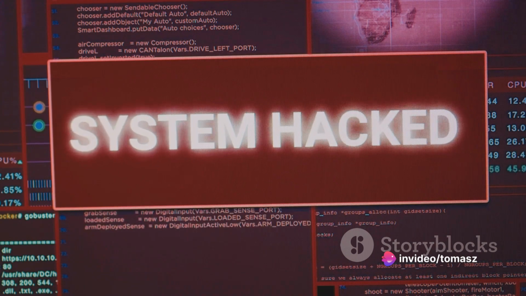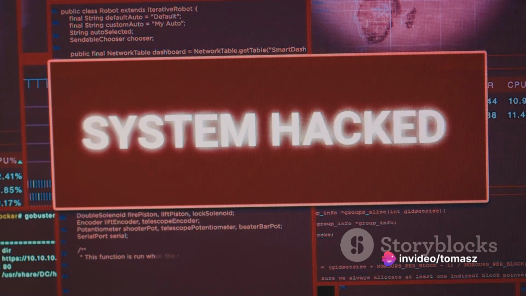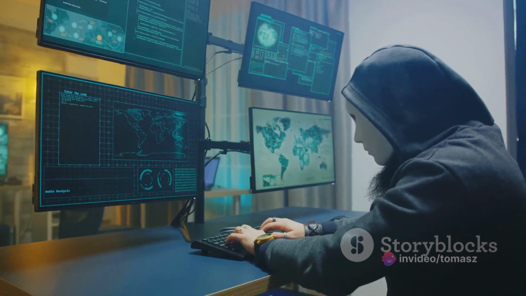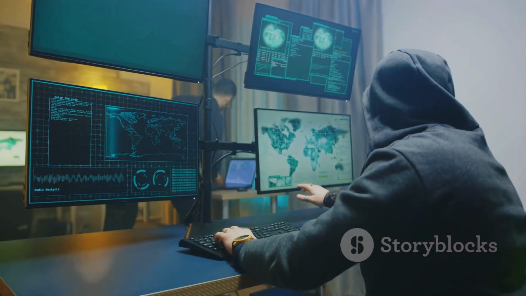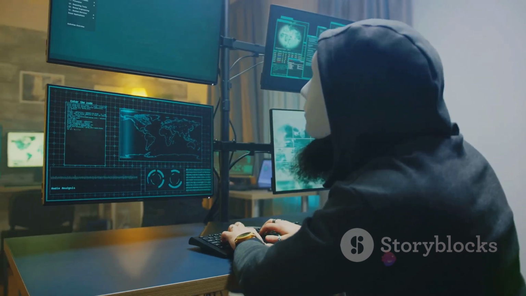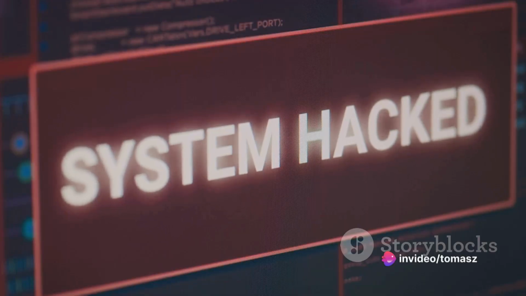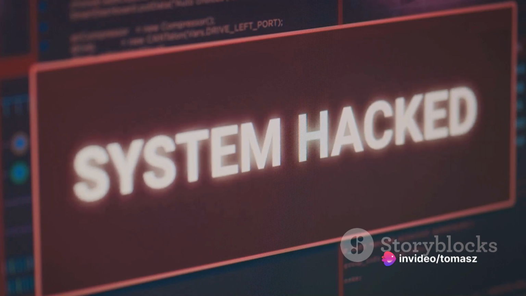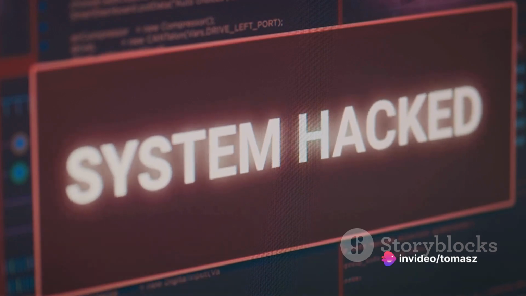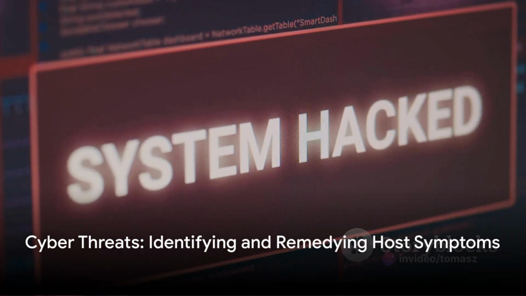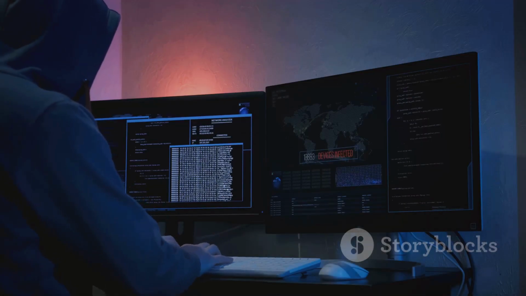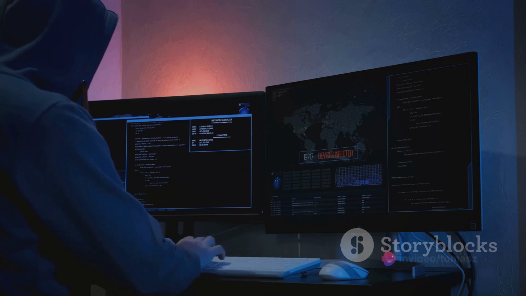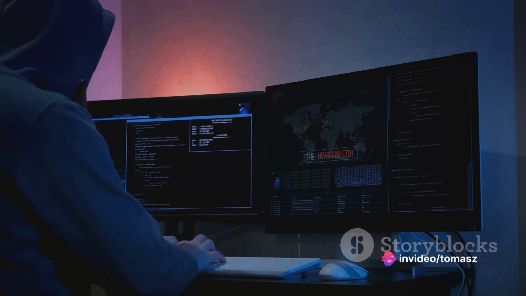Finally, let's talk about unexpected patches or software installations. Imagine waking up one day and finding a new mole on your skin that you don't remember having. That's how it feels to find new software or patches installed on your system that you didn't authorize. This could be a sign of an attacker trying to establish a foothold or exploit a vulnerability in your system. But don't worry. Just like physical symptoms help doctors diagnose and treat an illness, these host symptoms can help cybersecurity professionals identify and remediate cyber threats.